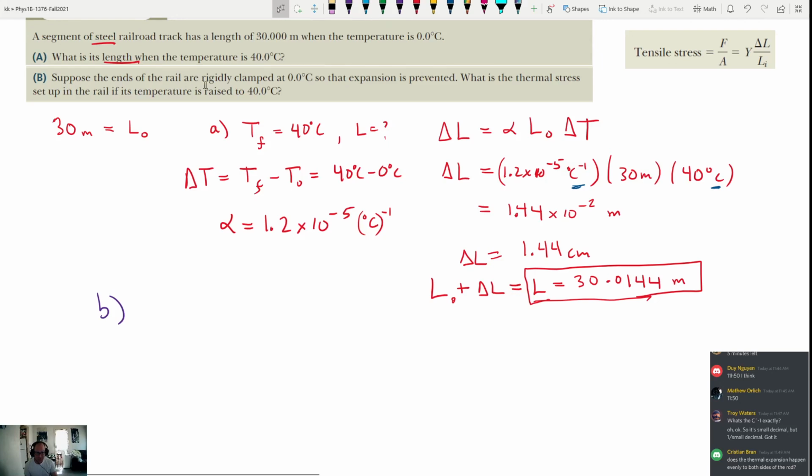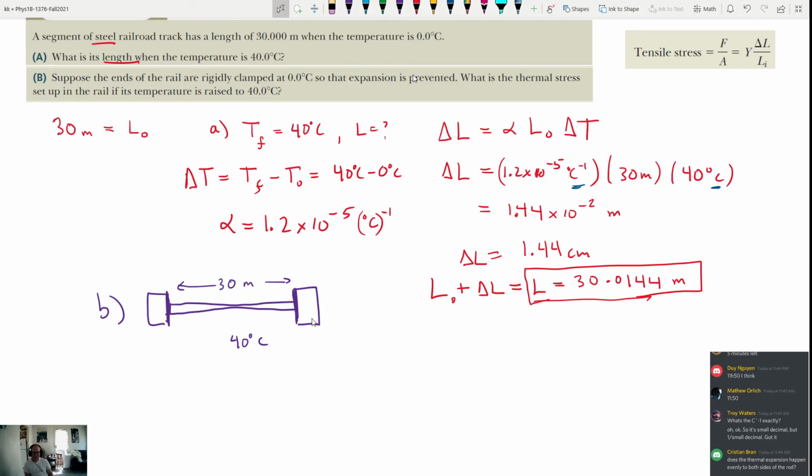Suppose the ends of the rail are rigidly clamped at 0 degrees Celsius so that expansion is prevented. What is the thermal stress set up in the rail if its temperature is raised to 40 degrees Celsius? So the idea here is that now our same object is going to be prevented from expanding by clamps on either side right here. So we have some kind of thing that's clamped to the earth on both sides right here. We know that the distance between here and here is 30 meters. We know that our temperature is now 40 degrees Celsius, and we want to figure out what the tensile stress in the rod is.